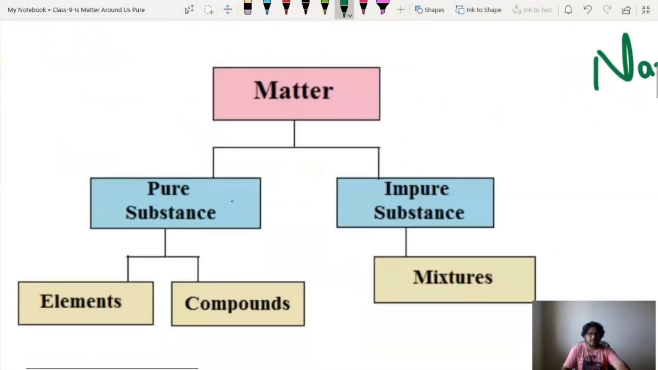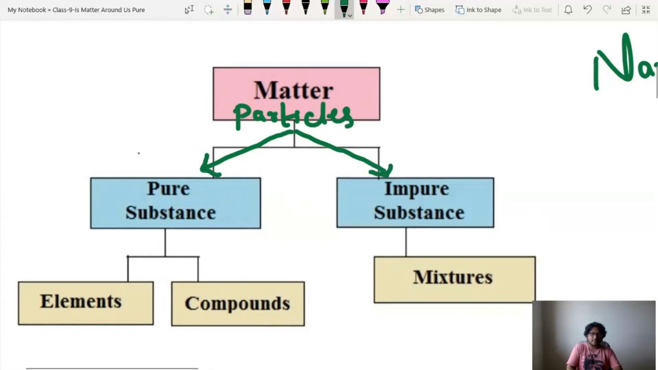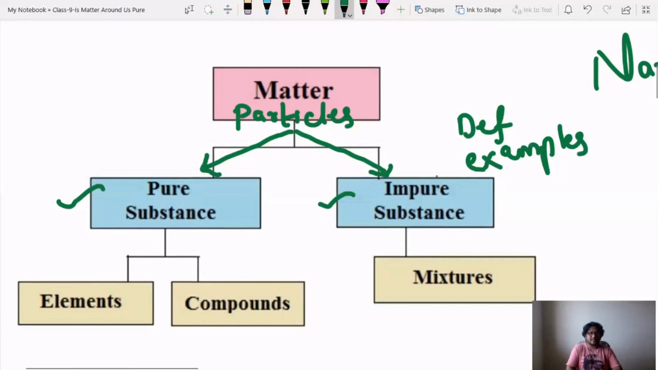Let us see this small flow chart. Matter. We know matter is made up of particles. Now, matter is divided into 2 types. First one is pure substance, second one is impure substance. Let us understand what is pure and what is impure by looking at the definitions. At the same time, let us take a lot of examples so that you can understand.